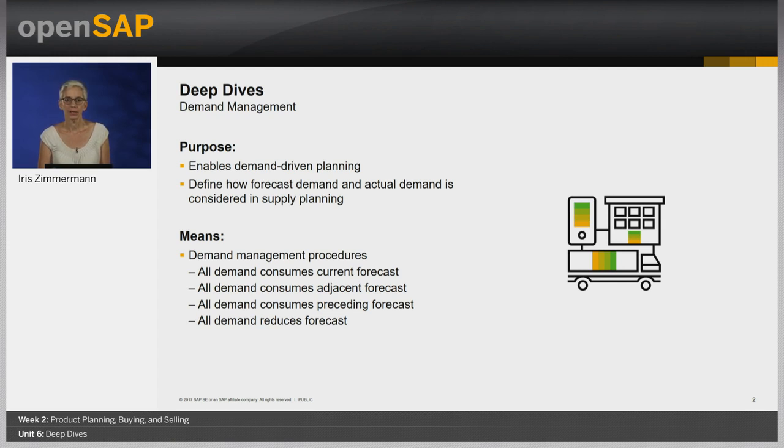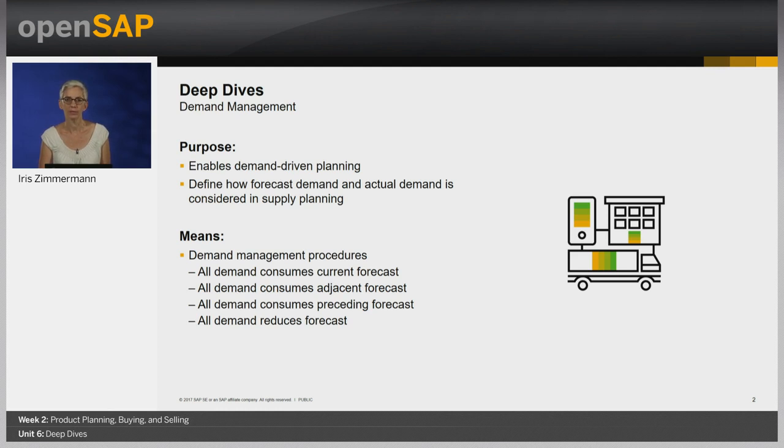These calculations are done in a certain granularity of the forecast buckets, either in weeks or months. To control the behavior, we offer the demand management procedures. Per product, you can control how forecast is consumed or reduced by actual demand. With consumption, we mean that a certain forecast quantity is not considered for supply planning anymore.